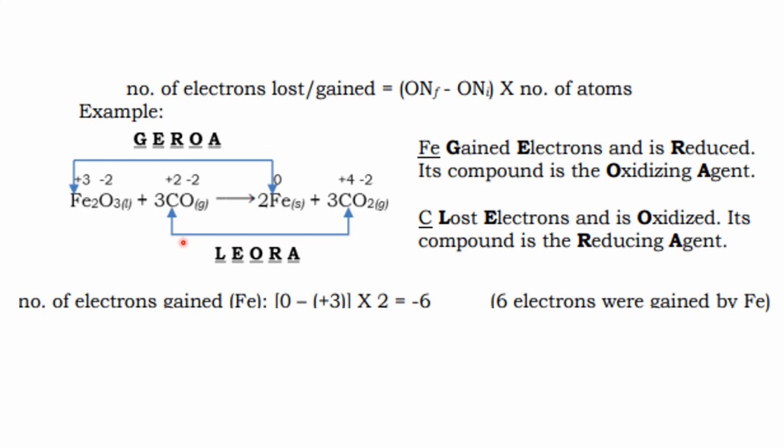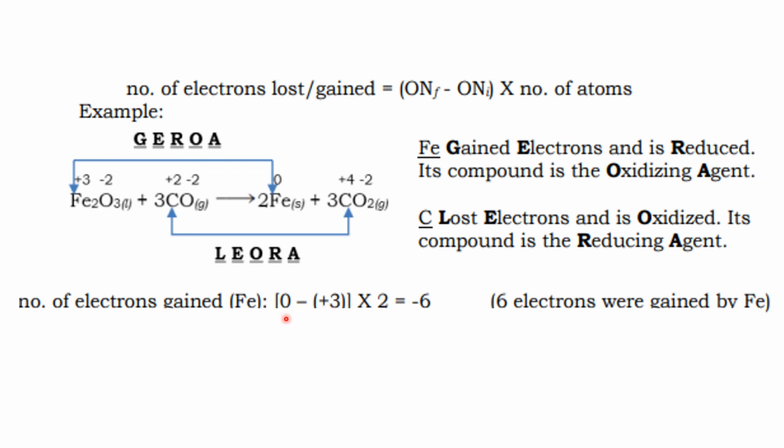So to get the number of electrons it gained, we have to use the formula final oxidation number minus initial, multiplied by the number of atoms on both sides, since it is equal. So either side you can get that same number of atoms. So iron's final oxidation number is 0. The final oxidation number can be taken from the right side of the equation. So that is 0 minus its initial in the left side, which is positive 3.